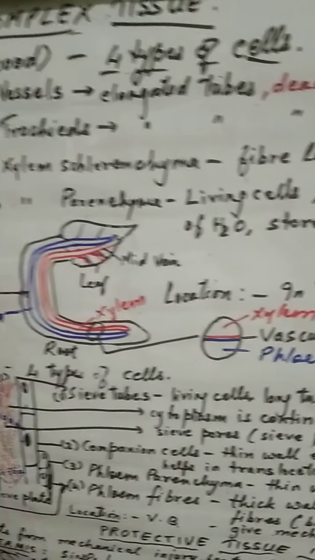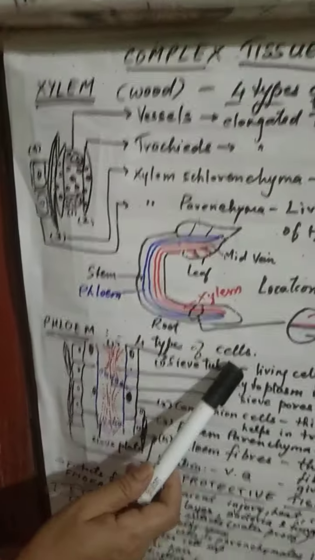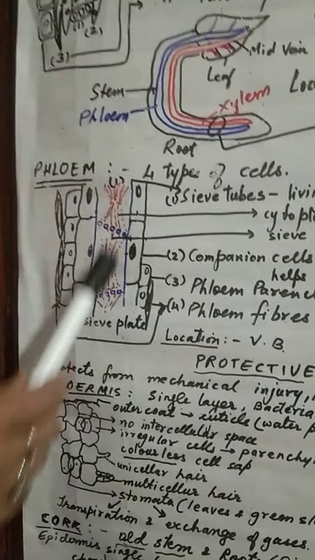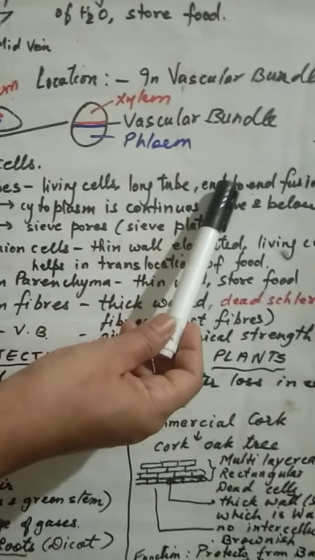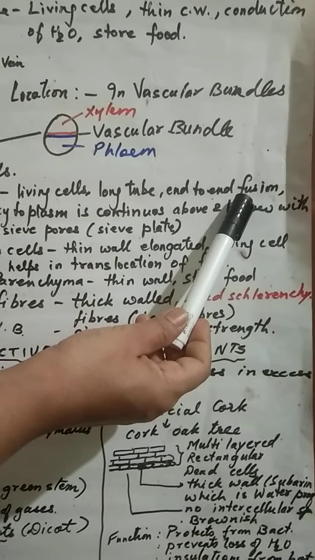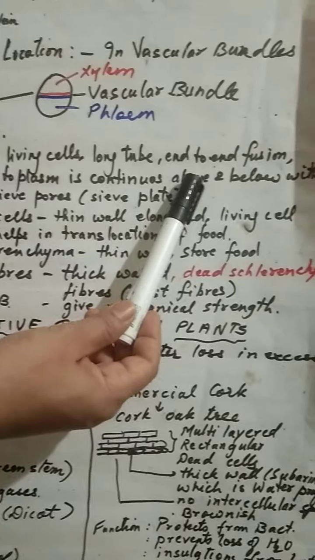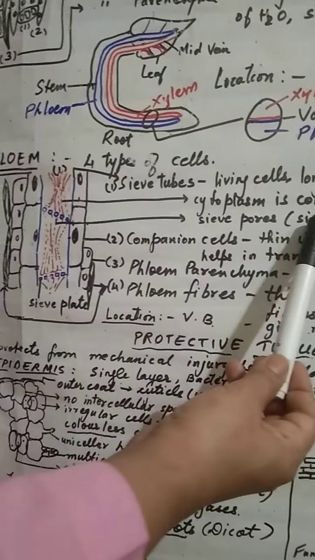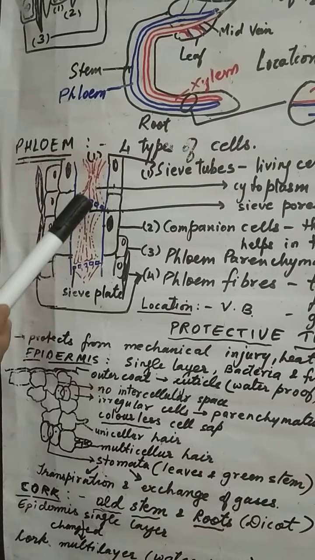Now let us see the structure of phloem. Phloem is also made up of 4 types of cells. Number 1 is called sieve tubes. These sieve tubes, as you can see here, are made up of living cells, long tubes, with end-to-end fusion between the cells. Inside, if you see this streaming cytoplasm, the cytoplasm is continuous above and below through the sieve pores. These sieve pores are present in the sieve plate. If you see, this is a sieve plate and these are the sieve pores.